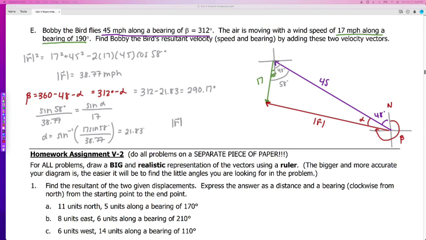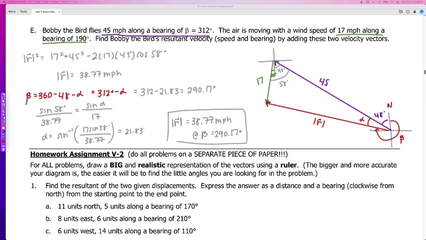Okay, so Bobby the bird is actually flying at a speed of 38.77 miles per hour, and he is actually on the bearing 290.17 degrees instead of that 312 degrees, which he was trying for.